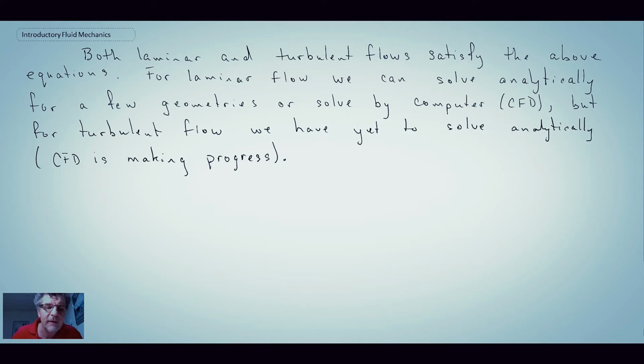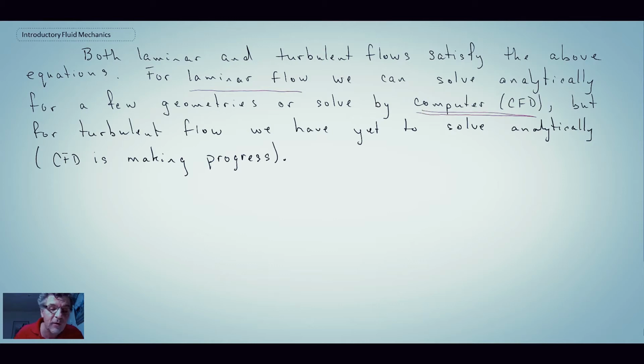The other thing is that for laminar flow, there are a number of solutions. And when I say solutions, I'm referring to solving for the velocity profile, because that's usually what we're after in fluid mechanics. And so there are a limited number of geometries we have closed form analytic solutions for. And if you take a graduate class in fluid mechanics, you come up with a lot of those solutions. With computers now, we're able to solve this using CFD. So we have the ability to solve for quite complex geometries using CFD.